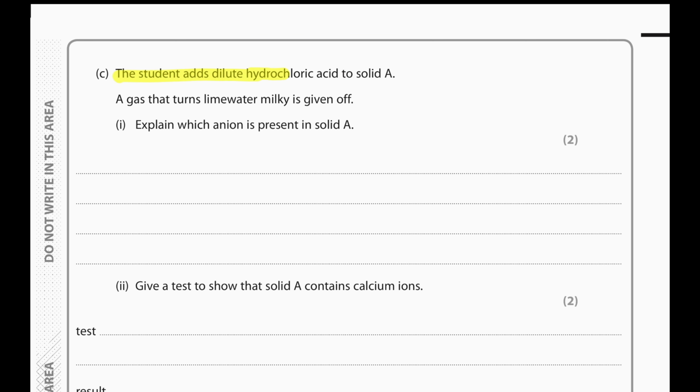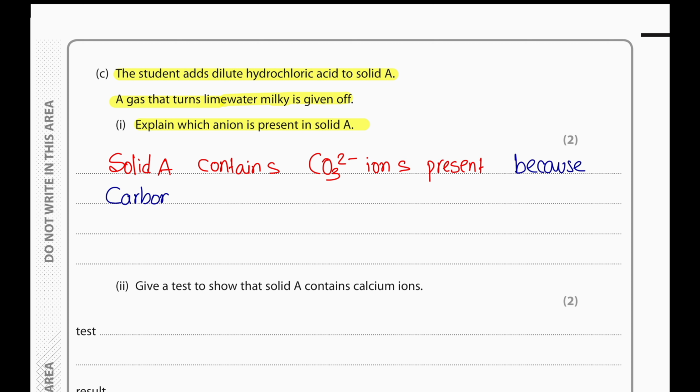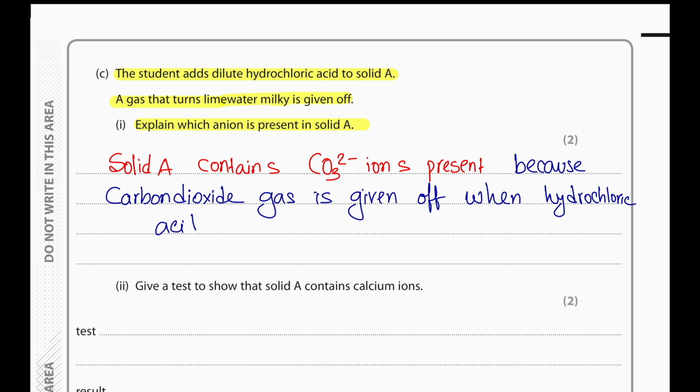The student adds dilute hydrochloric acid to solid A. A gas that turns lime water milky is given off. Explain which anion is present in solid A. So solid A, we can say that it contains carbonate ion because once the acid is added, it gives off carbon dioxide gas, which is responsible for turning the lime water milky.